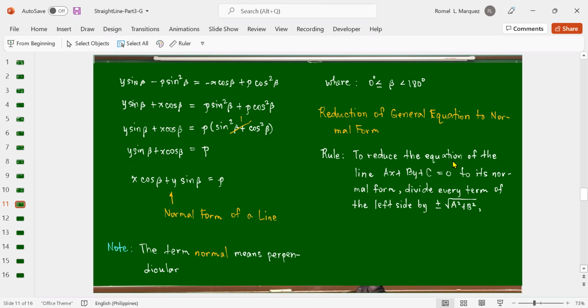So this is the rule. To reduce the equation of the line ax plus by plus c equal to 0 to its normal form, divide every term of the left side by plus or minus the square root of a squared plus b squared, where the ambiguous sign is chosen as follows: the sign chosen for the square root of a squared plus b squared is the same as b, or if b is 0, the same as a.